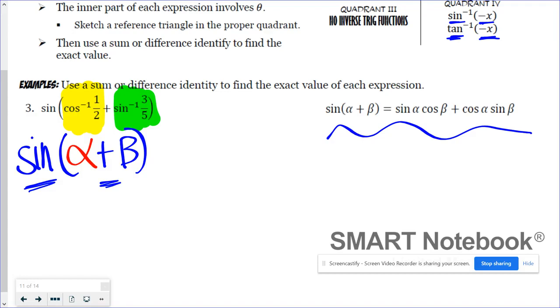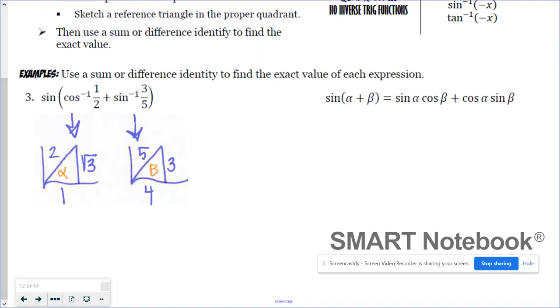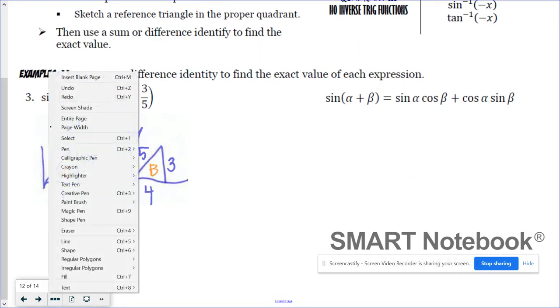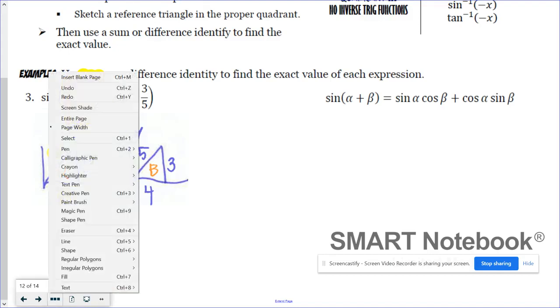So just realize, with inverse trig notation, the answer to an inverse trig problem is an angle measure. So we're going to draw our two reference triangles, and I did that here. When it comes to that first one, the inverse cosine, I use the fact that inverse cosine is positive 1/2. And all inverse trig functions, when they're positive, are in quadrant 1. So notice that I drew my reference triangle in quadrant 1. Cosine is the adjacent over the hypotenuse. And then I used Pythagorean theorem to find the third side, and it's the square root of 3.